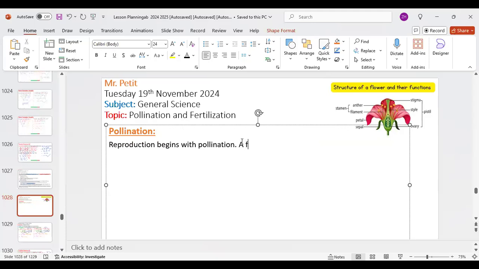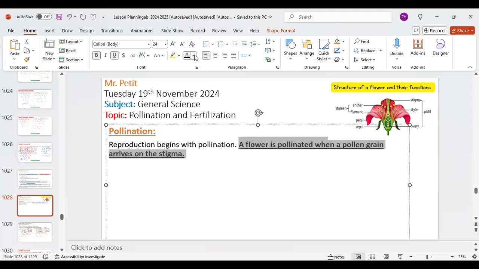A flower is pollinated when a pollen grain arrives on the stigma. So this is very important to know: when pollination happens.